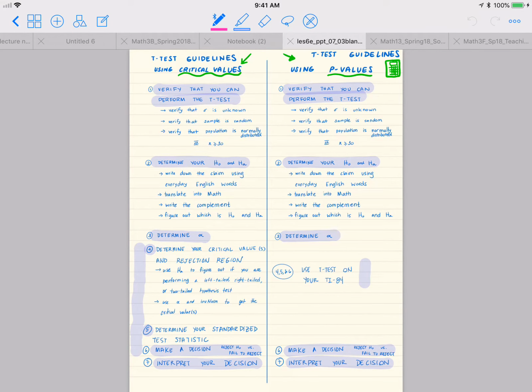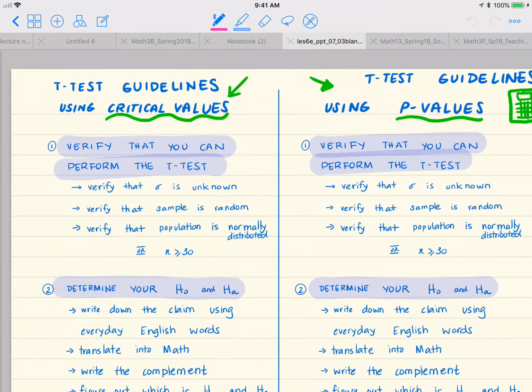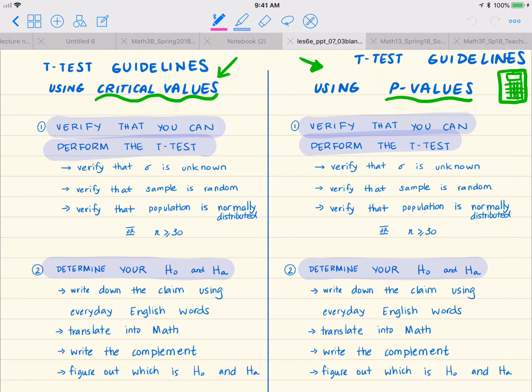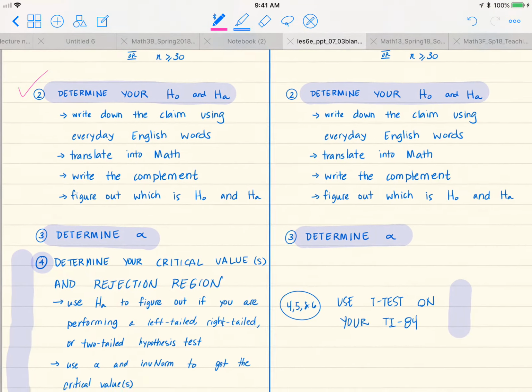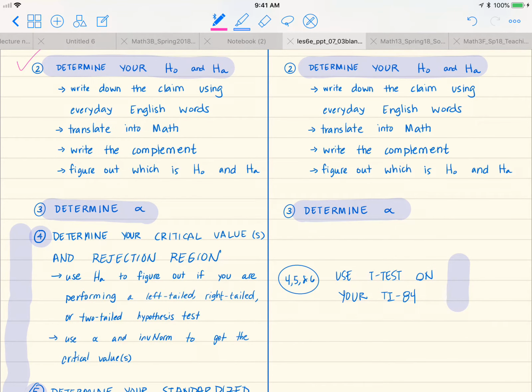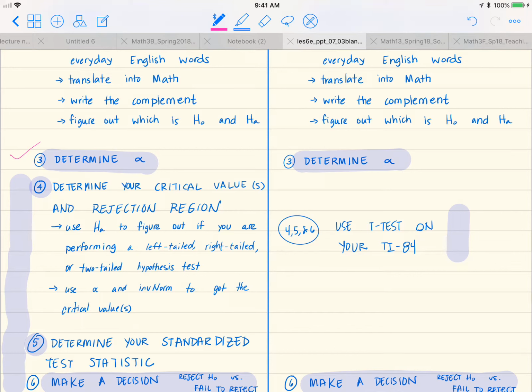Now the first example that we do, we're going to use critical values, so we're going to do the critical value method. In order to do this, we already know how to verify that you can perform the t-test, right? We know how to determine your null and alternative hypotheses, because we got practice with that in section 7.1 and section 7.2. We know how to determine alpha, right? We'll just read the word problem. However, here's what we need to work on: what are my critical values? So how do we find a critical value?